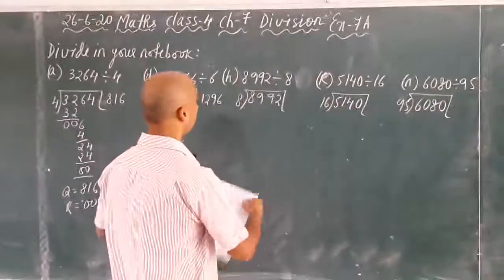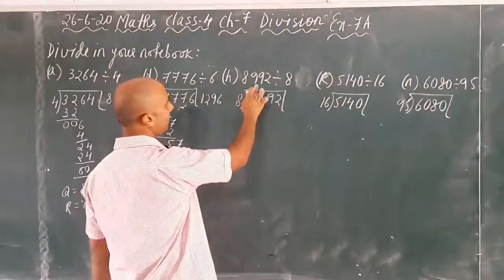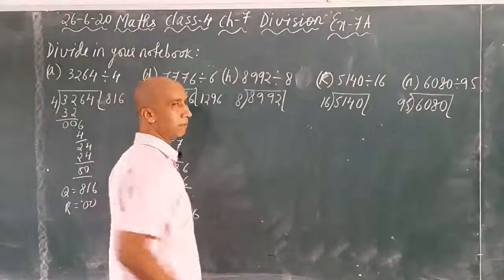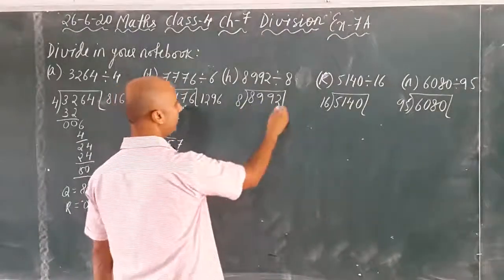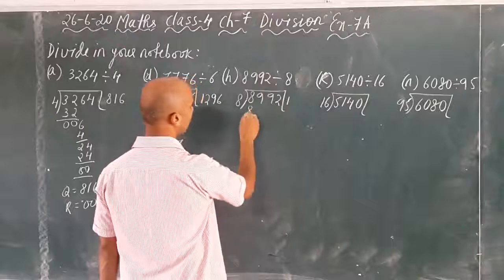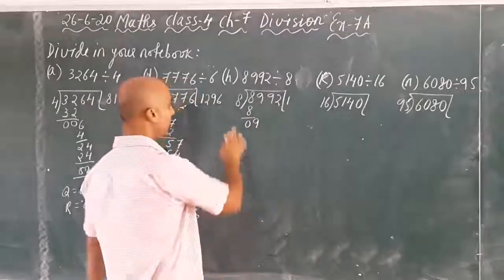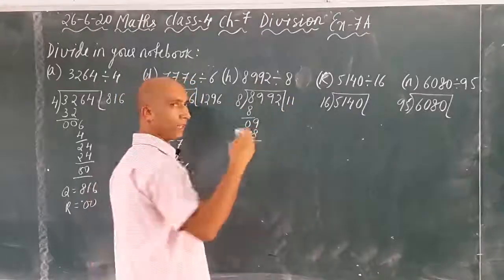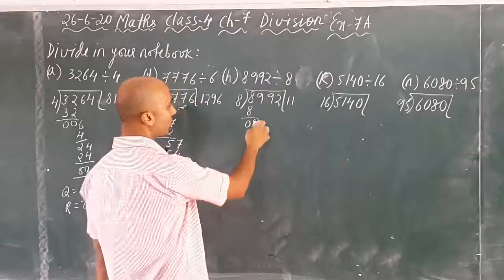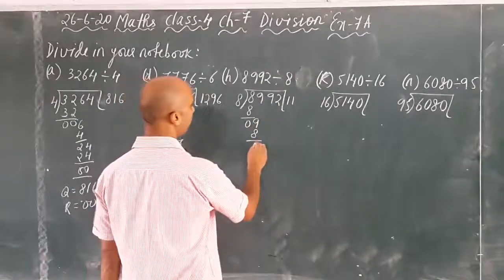Now the next question is question number H. It is 8992 divided by 8. The first digit is 8. Now 8 will go one time. 8 1s are 8, remainder 0, bring down 9. 8 will go again one time. If you take it 2 times, it will become 16. 16 is more than 9, so you cannot take it. So it will go one time.